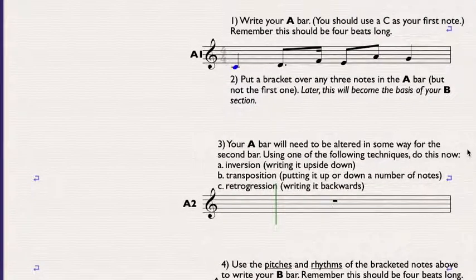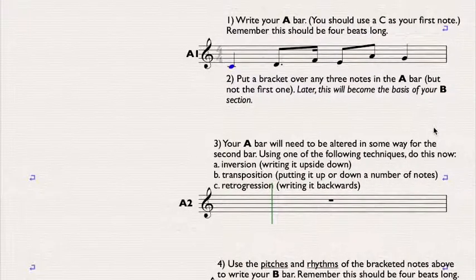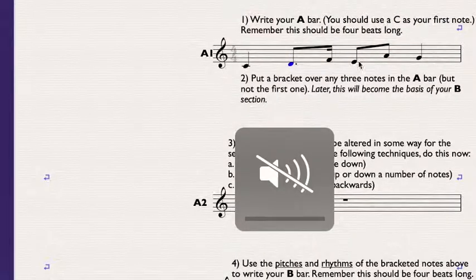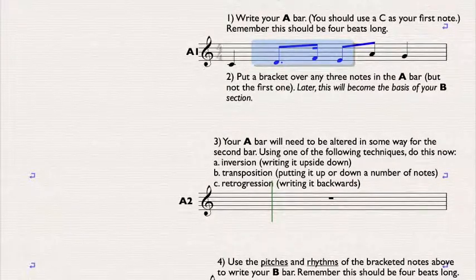2. Put a bracket over any 3 notes in the A bar, but not the first one. Later, this will become the basis of your B section. So what we're looking for here is the 3 most interesting notes, or the 3 most interesting items of rhythm. So I'm going to go for these 3 notes here because they are clearly the most interesting rhythm. Dum ba dum. If I chose these 3 notes, dum ba da, here, much more interesting.